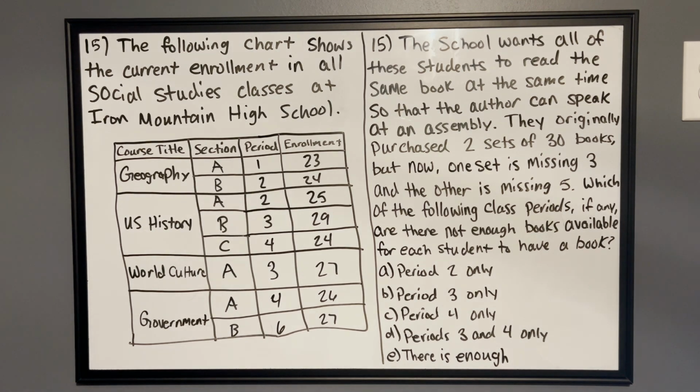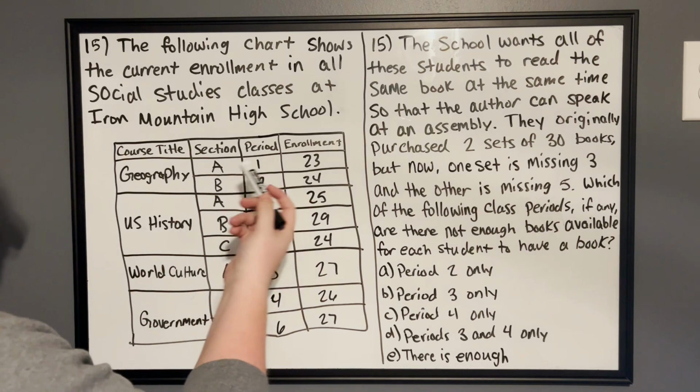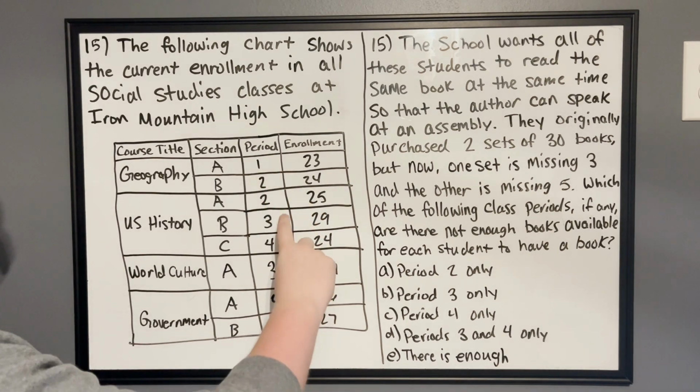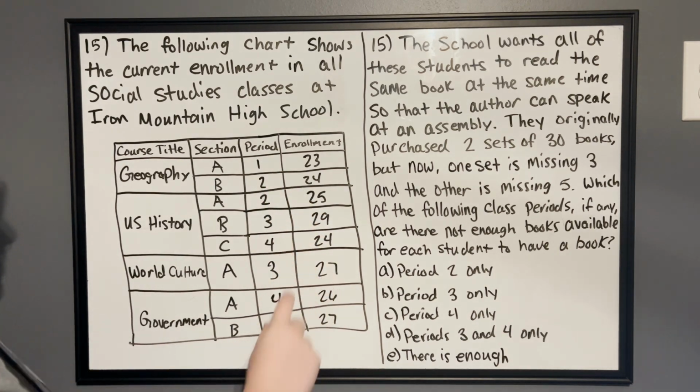So if we see a number that is bigger than 27, we know that there is no way that we can give them enough books. Also, we need to look at the number of period, or the number of shared periods. So we have 2 sets. So we have period 2 has 2, period 3 has 2, period 4 has 2. So we know that at least one of those has to be less than or equal to 25, and the other one has to be less than or equal to 27.